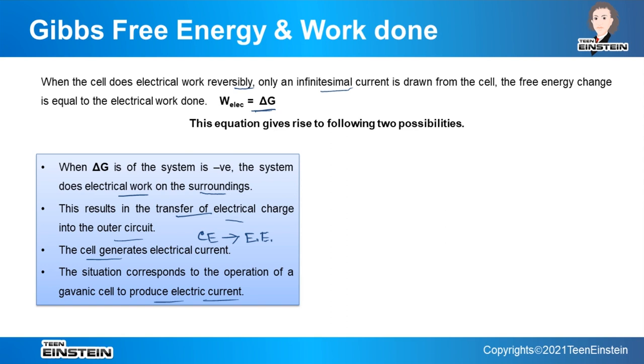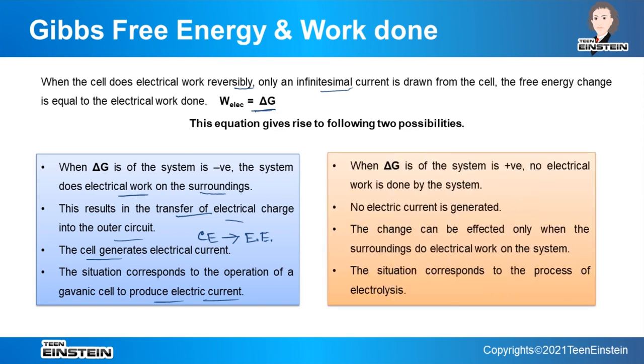Now another possibility is also there, if del G is positive. When it is positive, no electrical work is done by the system. Obviously, if in the previous case the system is doing work, here it is not doing any work, so no electric current is generated. So how can we make some change? The change can only be affected when the surroundings are doing some electrical work on the system. So this is another process.